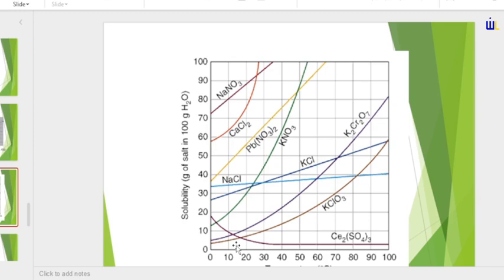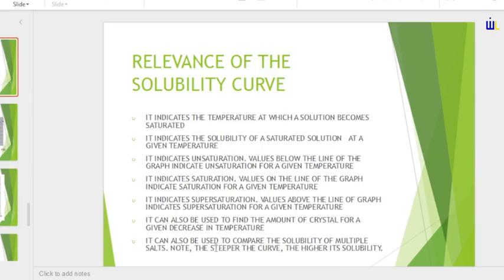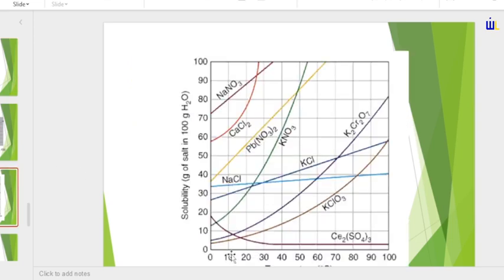Remember what we said. Note. What did I say you should note? The steeper the curve, that's if the curve is more bent, it means that it has a high solubility. So for the range of 0 to 30, which one of these salts is most bent, meaning it has the highest solubility? Please, what's the answer? Calcium chloride. Exactly, that's the answer.